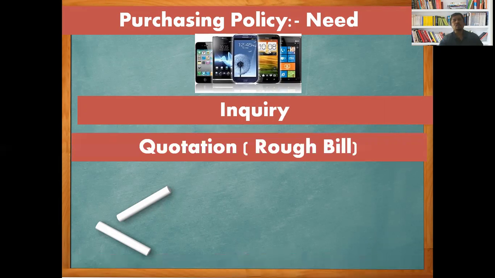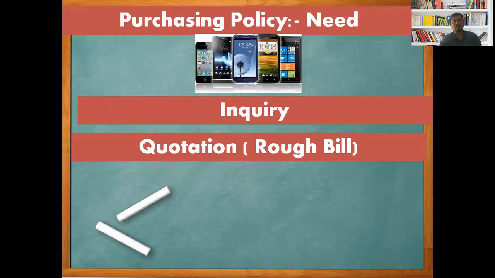You are going to find a lot of sources where you can get mobile information. Then the next one is a quotation. You have inquired through various sellers and shops. You can ask the seller, if I purchase 100 mobiles from your shop, what price can I get, what discount can I get, what additional benefit can I get, how can you deliver the product. Against your inquiry, the reply given by the sellers is called a quotation, also called a rate bill.